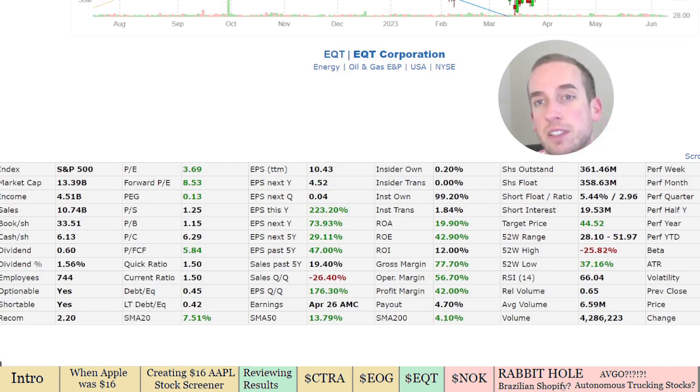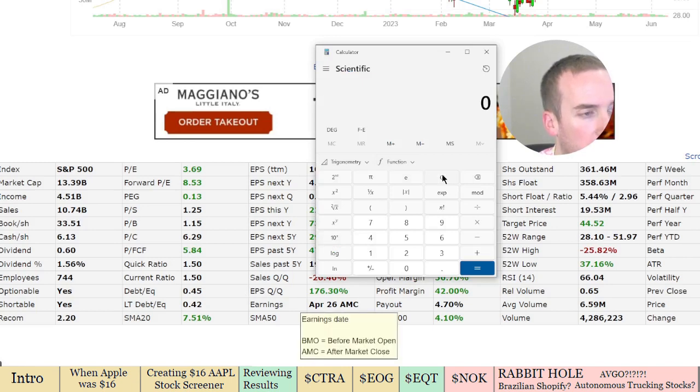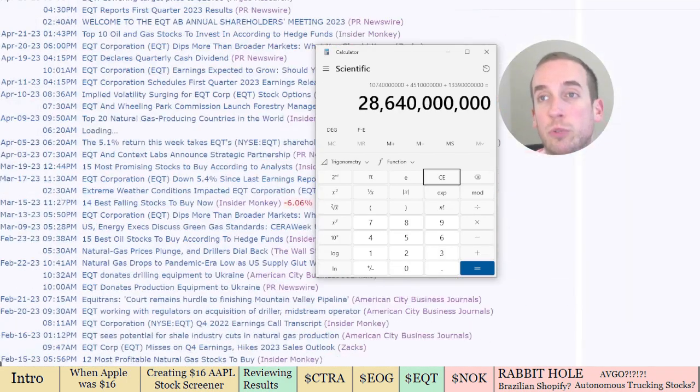All right. Looks good so far. Okay, let's do our numbers here. They make 10 billion 740 million. 10 bill 740 mil, correct. Income is 4 billion 510 million, correct. Market cap is 13 billion 390 million, correct. Let's go add cash, remove debt.